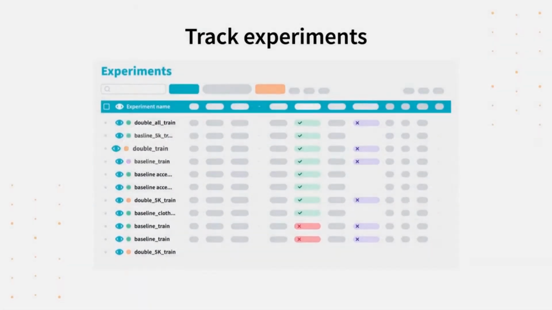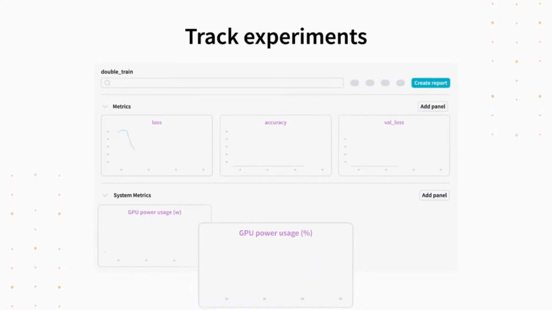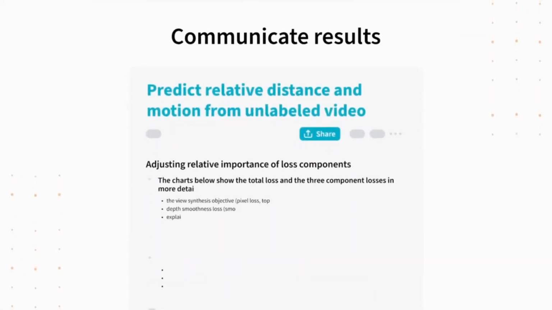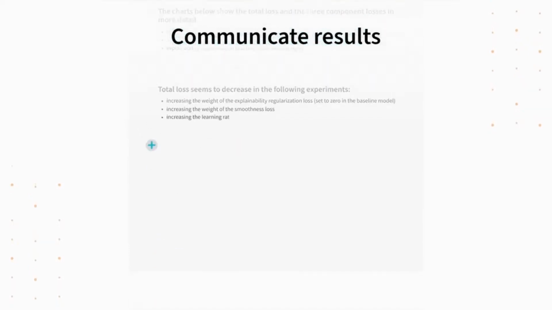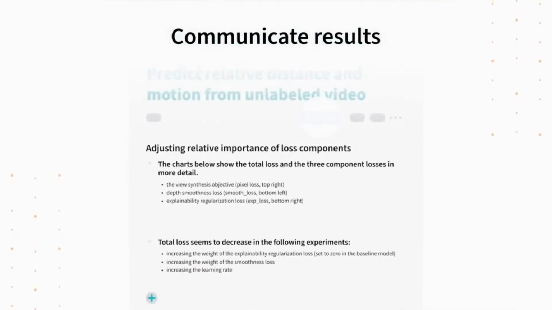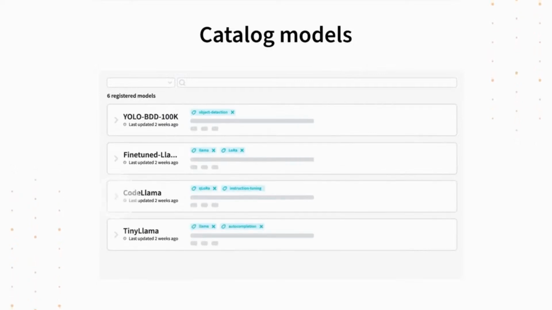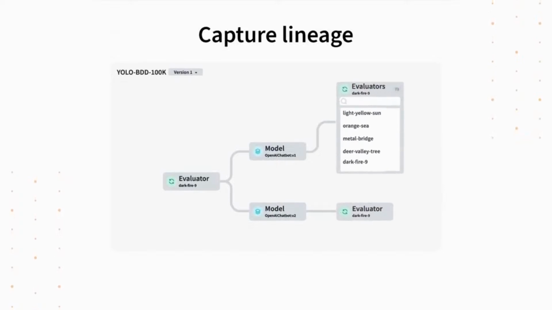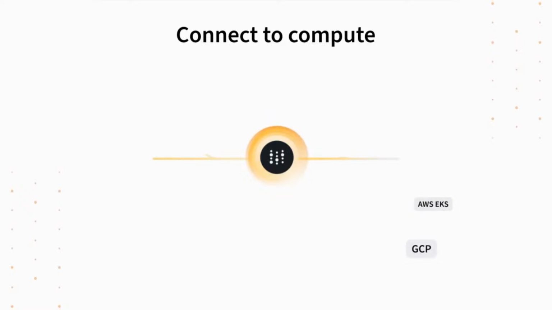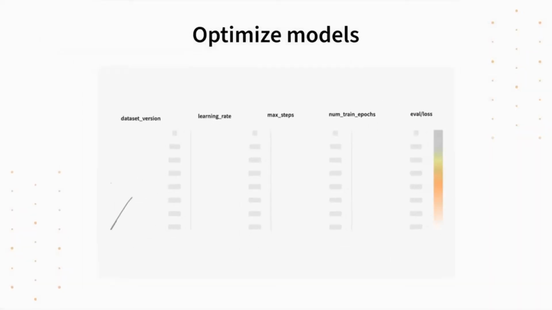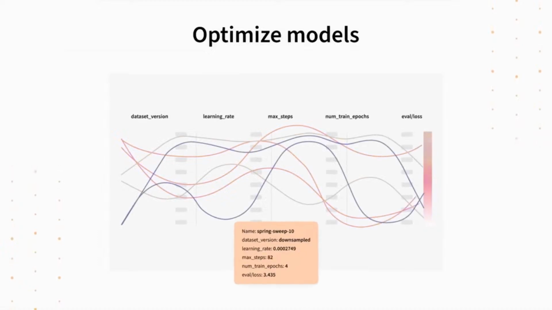Replace messy spreadsheets with an automated system of record for experiments. Communicate about model evaluation and collaboratively review results across the team. Clean up disorganized buckets of models with a unified registry. Automatically capture full model lineage, all the data and code used for training and testing. Seamlessly connect to compute to scale up training. And run large-scale sweeps efficiently to optimize models.